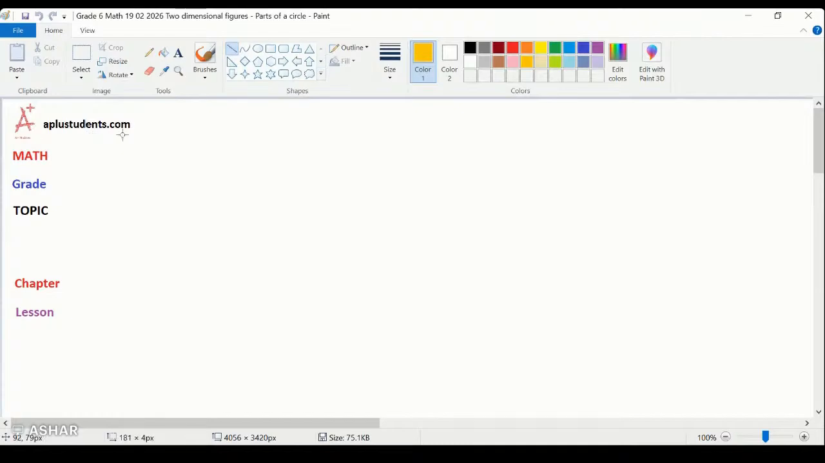To go to the website aplusstudents.com, then you need to select math as your subject. This is a grade 6 maths lesson, and the topic for today is two-dimensional figures.